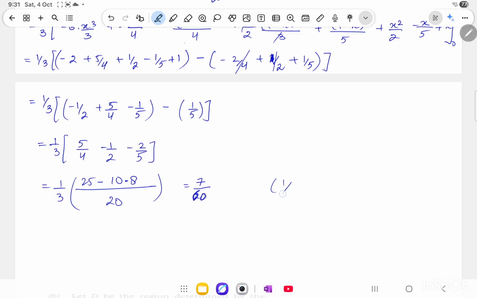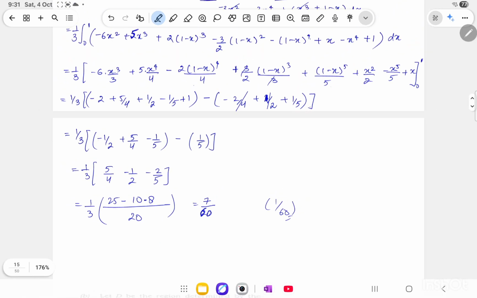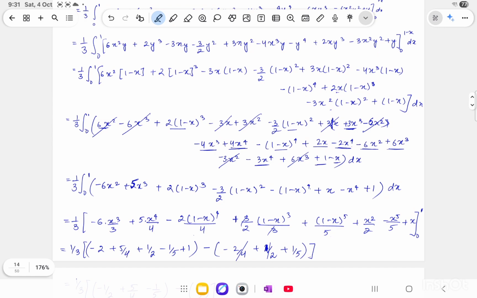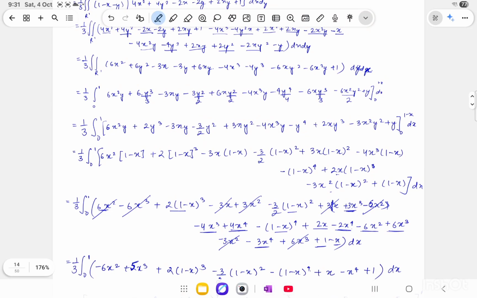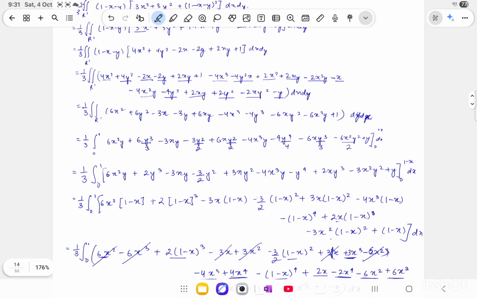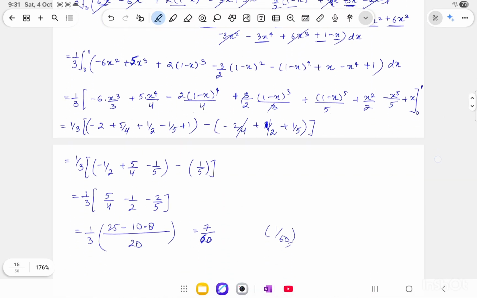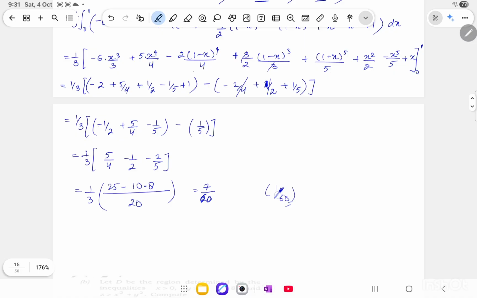But the answer should have been 1 by 60. Again I guess we have done some calculation mistake. In this type of questions, it's really difficult to find what calculation mistake we did. So you can check that. There might have been some calculation mistake. So the answer should have been 1 by 60.